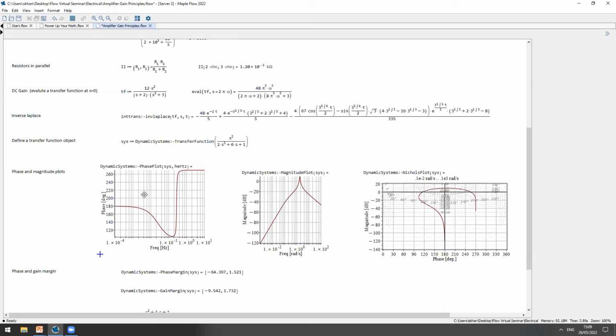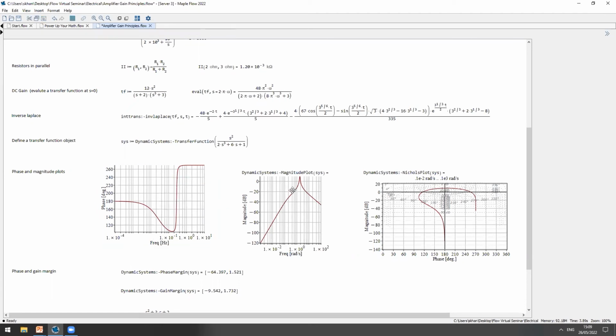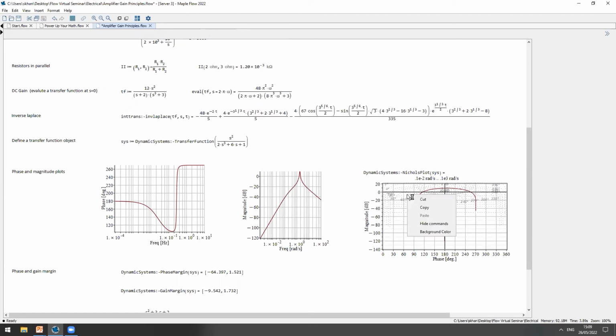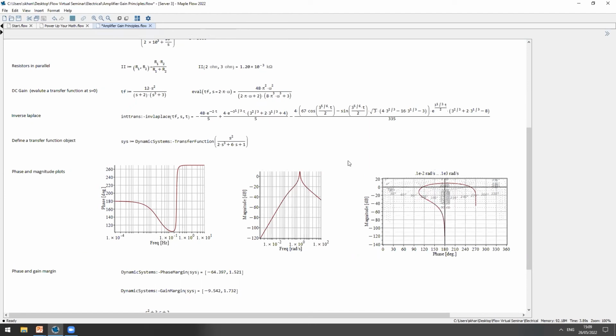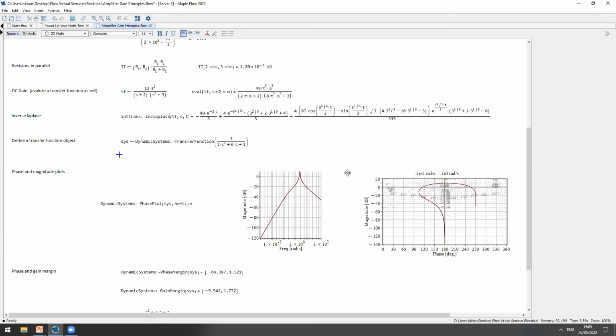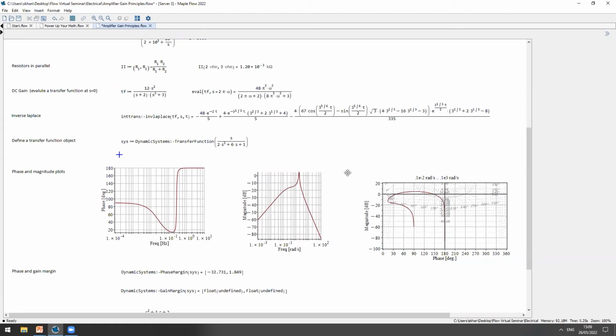If I don't actually want to see the plotting command, if I only want to see the plot, I can right-click on any plot and select hide command. Let's do that here for these plots. And now if I change this thing here, the plots update, but I don't see the command used to create them. Let's change that back.